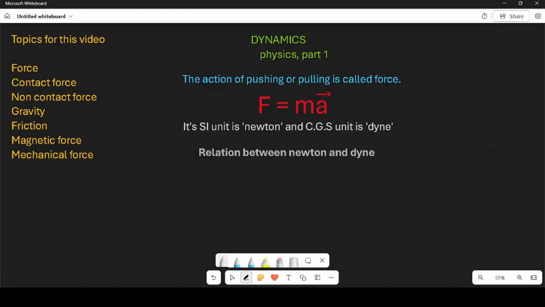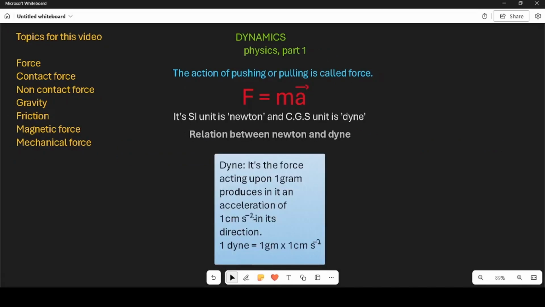Now we're going to talk about the relation between Newton and dyne, but before that we need to define Newton and dyne. So first we'll define dyne. Dyne is the force acting upon 1 gram and produces in it 1 centimeter per second square acceleration in its direction. So 1 dyne equals 1 gram into 1 centimeter per second square.